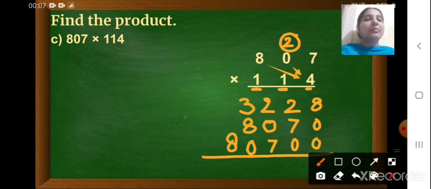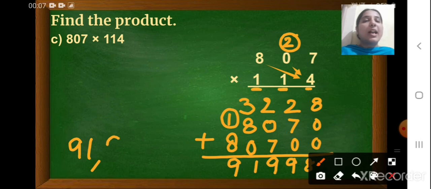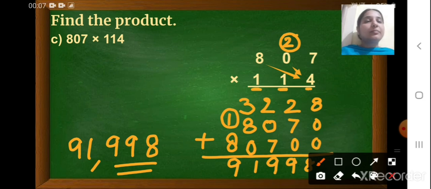Now let's add them. So 8 plus 0 plus 0, we will have 8 there. 7 plus 2, 9. 2 plus 7, 9. 8 plus 3 plus 0, 11. So 1 we will write here. 1 will be carried over to the next place. So 8 plus 1, 9. So what is the product obtained here children? It's 91,998. Okay children? Now let's move to the next question.